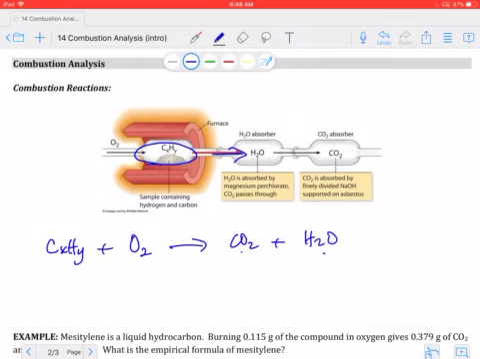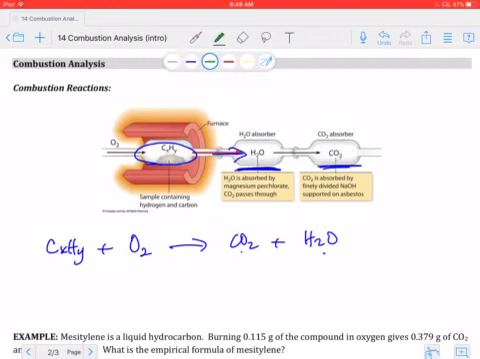So you have something called an H2O absorber and a CO2 absorber, and basically what those two things do is just pull out each of those products. So I can collect all the water here, and I can collect all the CO2 here, and if I can collect it, then I can measure the mass.